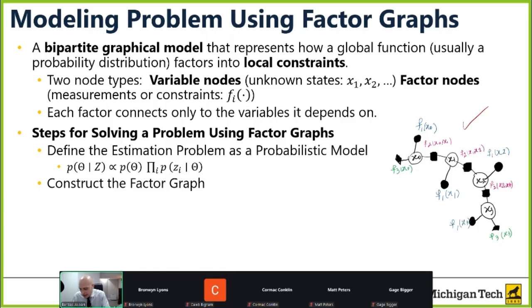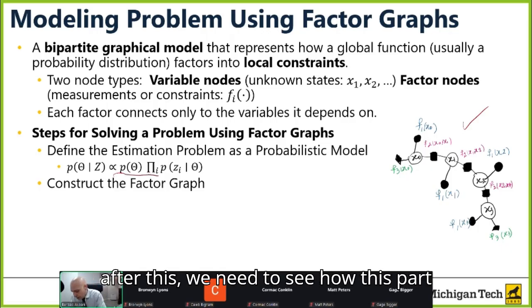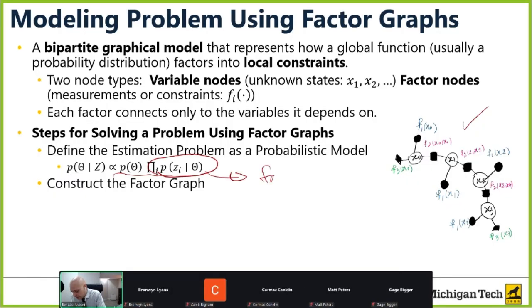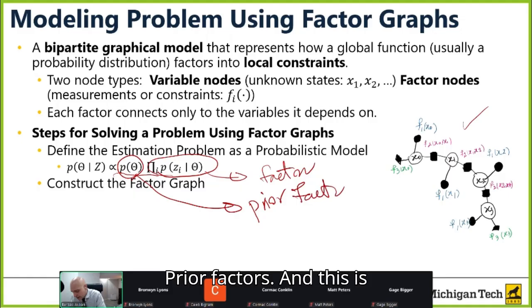After this, we need to see how this part is going to break down, because this part is going to make factors. This is the prior factors. And this is the measurement factors.